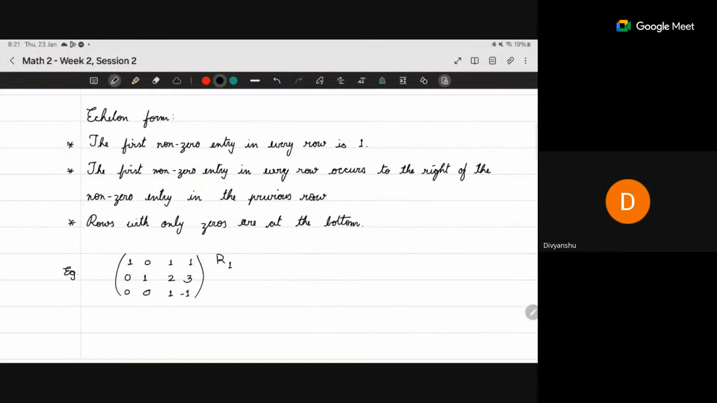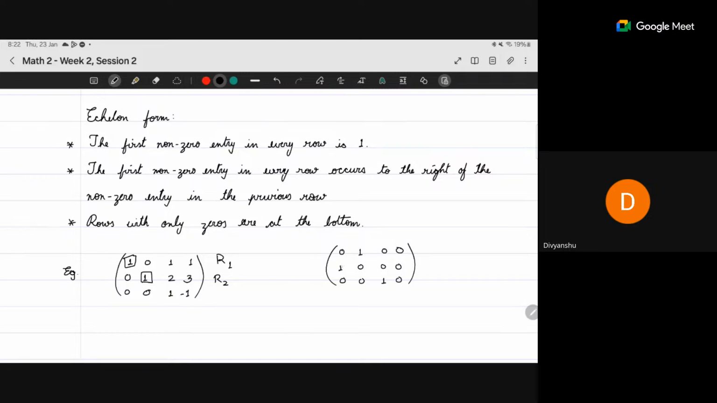The second rule says that the first non-zero entry in every row occurs to the right of the non-zero entry in the previous row. So that rule vacuously holds for the first row. Now you look at the second row. You see, this is the first non-zero entry, correct? This has to occur to the right of the non-zero entry in the previous row. So what would not be acceptable is something like this. I'm just putting zeros to finish it up easily.